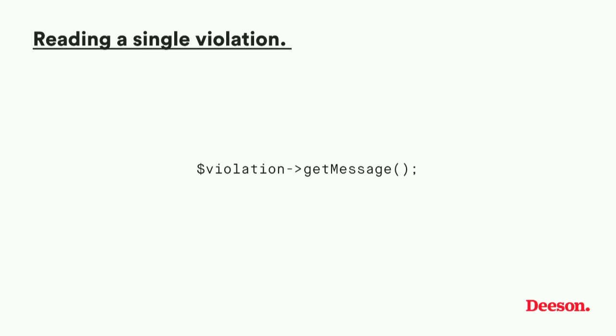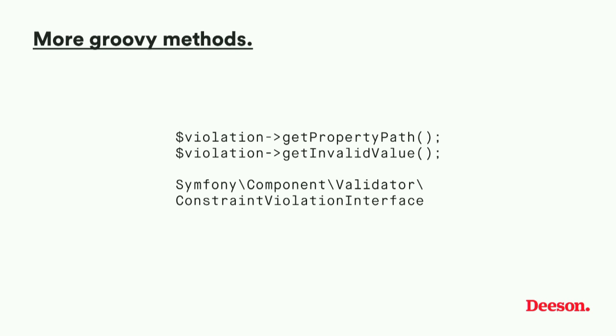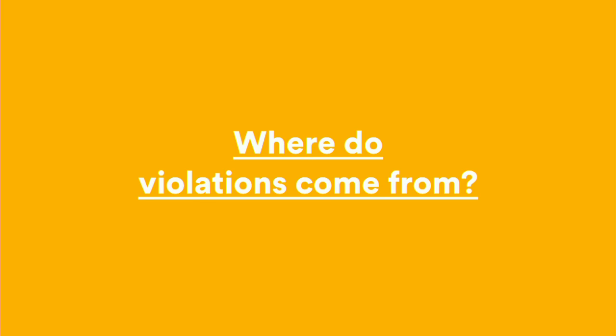If you want to use a single violation in a loop or something, you can get the message from it, and that's just a human readable message that tells you what went wrong. So it can be something like the username is not unique. Something like that, and then that message will show up. There's other methods too, like getting the property path, more on that later because that's pretty complex. Or getting the value that was invalid to get a better message yourself or something. If you want to read more about the single violation, it has an interface as well, just check that one out. So where do these guys come from?